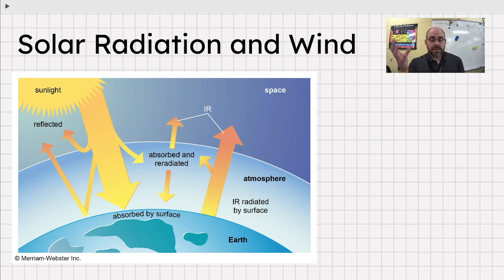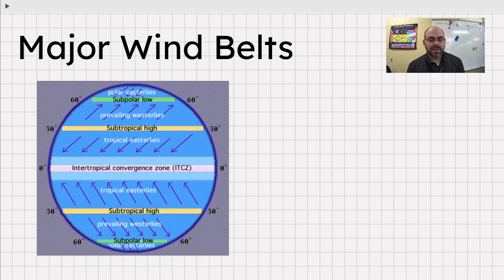And as that air is moving from warm to cold zones, it creates wind, and that wind is affected by the Coriolis effect. The Coriolis effect is the wind being affected by the rotation of the Earth. In the northern hemisphere, wind tends to deflect to the right, and in the southern hemisphere, it tends to deflect to the left. Let's look at that idea.